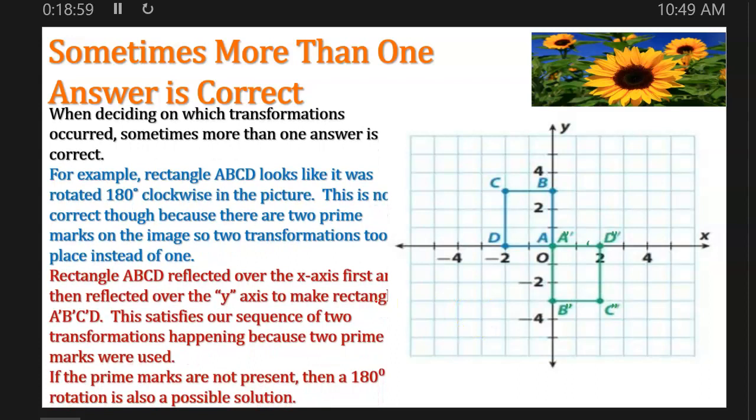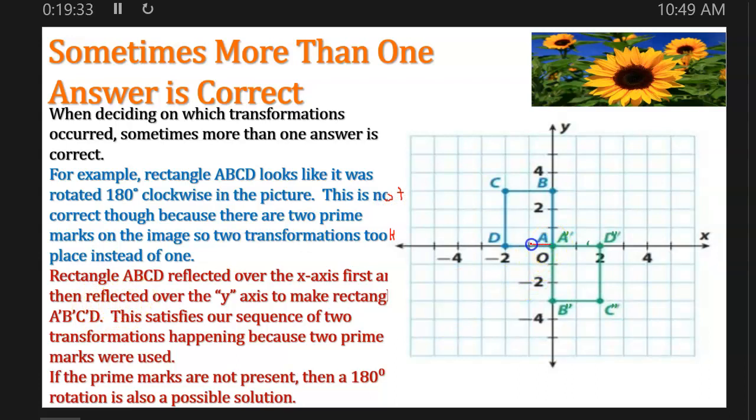So it says, when deciding on which transformation occurred, sometimes more than one answer is correct. For example, rectangle ABCD looks like it was rotated 180 degrees clockwise or counterclockwise in the picture. This is not correct, though, because there are 2 prime marks on the image. So 2 transformations took place instead of 1. Rectangle ABCD had to have reflected.